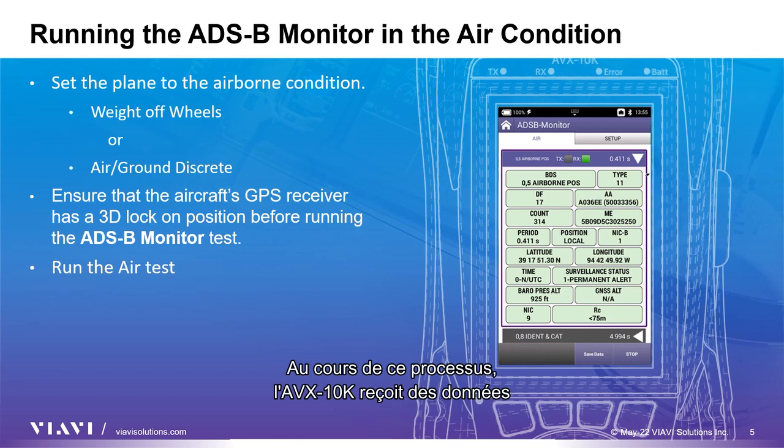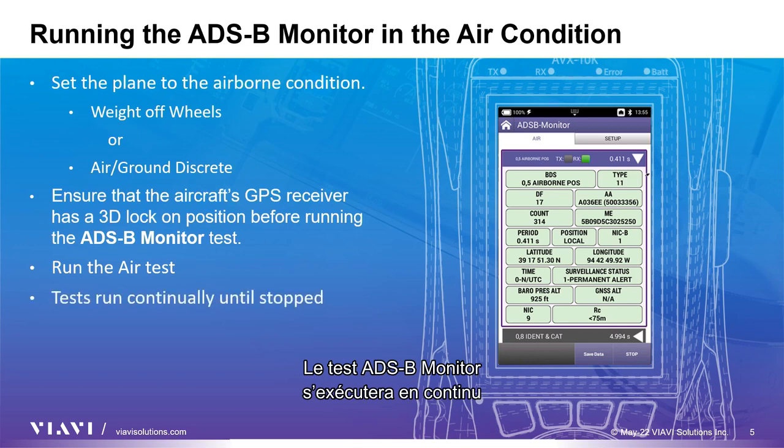During this process, the AVX-10K is receiving squitter data from the aircraft under test, and the received messages are sent out at varying intervals. Please provide enough time to ensure that all squittered messages have been received. Typically, this will take up to 30 seconds. The ADS-B monitor test will continuously run until the operator presses the stop button. Selecting any one of the ribbons will expand the ribbon, allowing you to observe real-time data. Select Stop to halt the test, and proceed to the surface part of the test.